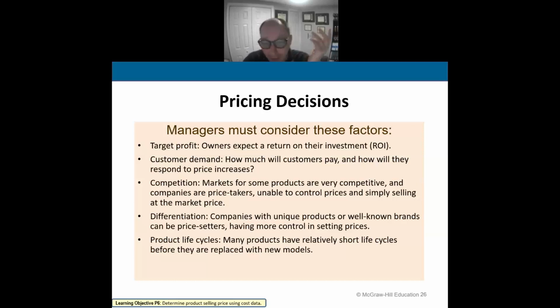It's the same concept, right? It's a product life cycle. Cell phones have a short life cycle. They're replaced with newer models each year. So understanding the product life cycle is also important when setting sales price.